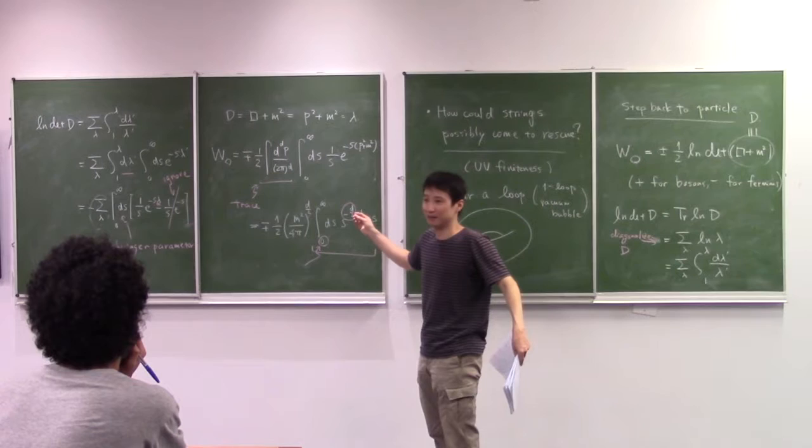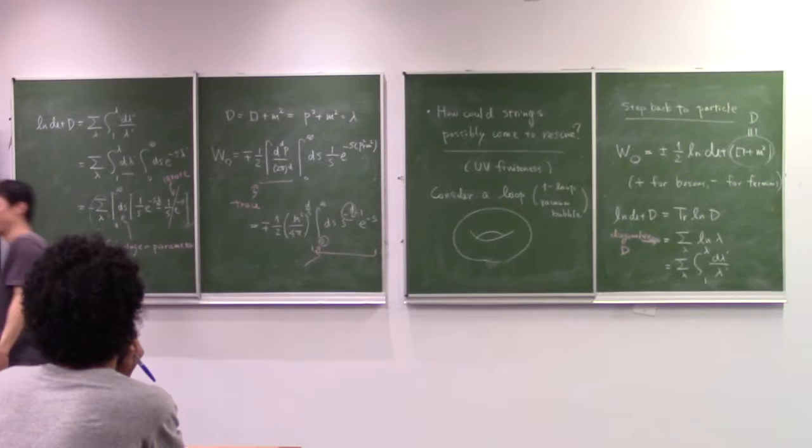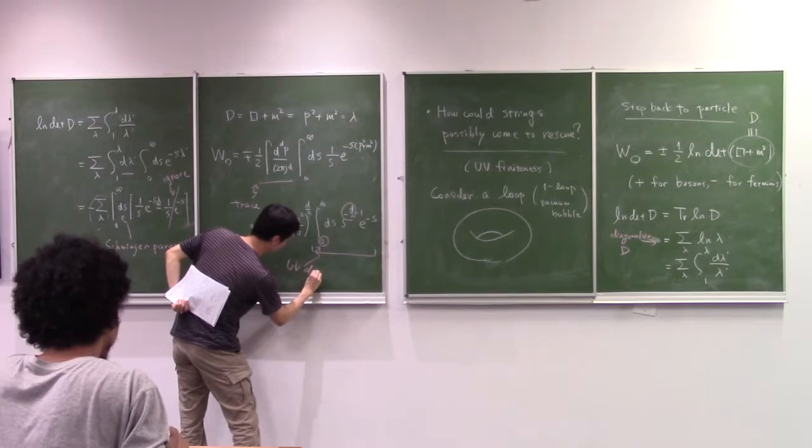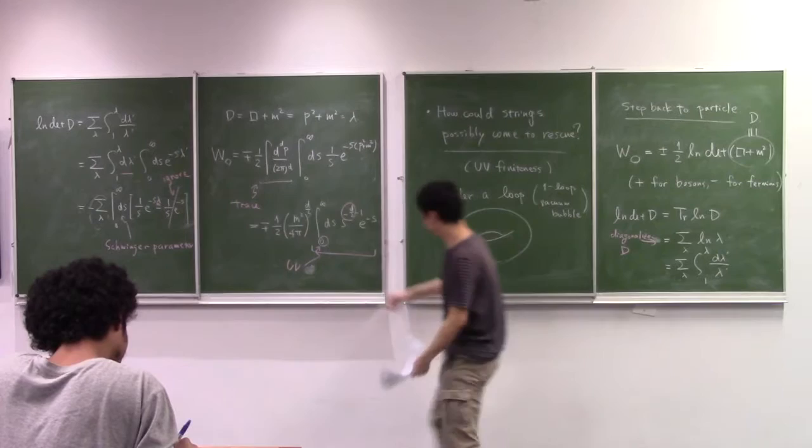This divergence is infrared to ultraviolet, which... ultraviolet. Yes, it has to be UV. UV. So it comes from this, no?